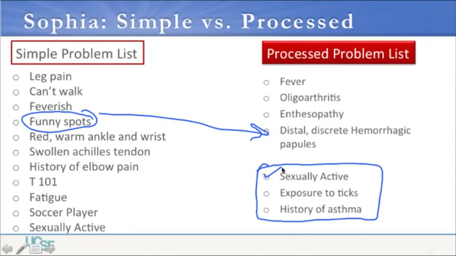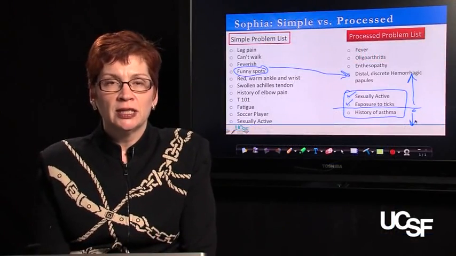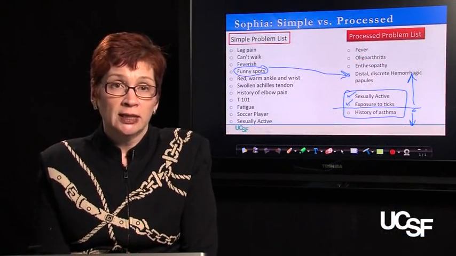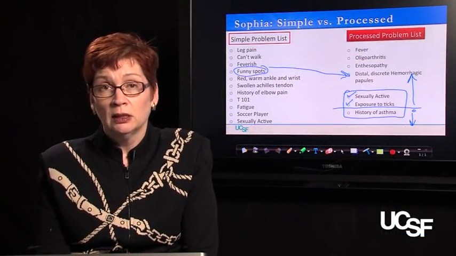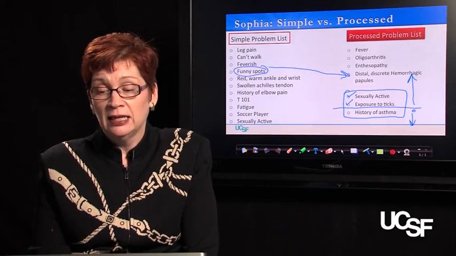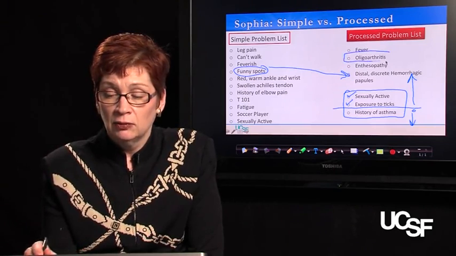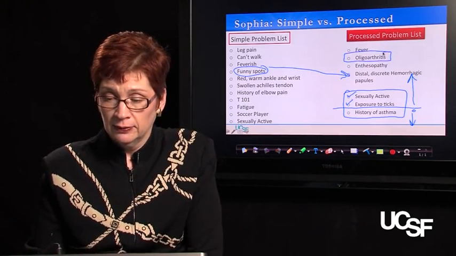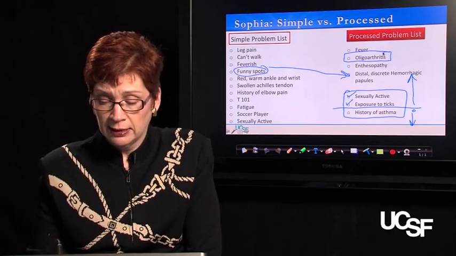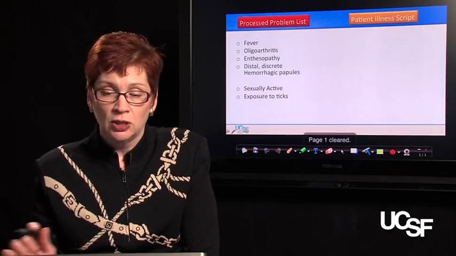And then we have what I would consider to be her exposures. She's sexually active and has exposure to ticks, so that's very relevant to complaints of joint pain. But her history of well-controlled asthma is important for us to understand because asthma is a chronic condition that requires treatment, but it is not anything that is necessarily related to a chief complaint relevant to arthritis. So that's our problem process list, and we're going to carry that forward to the next page.